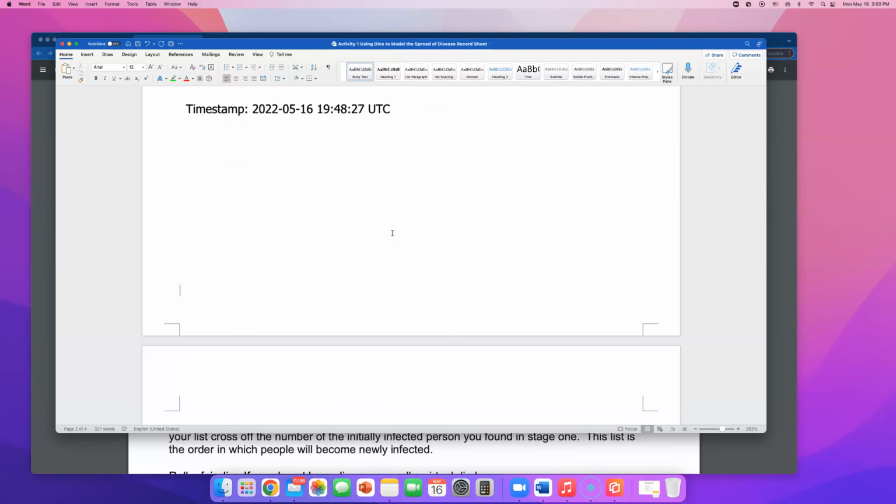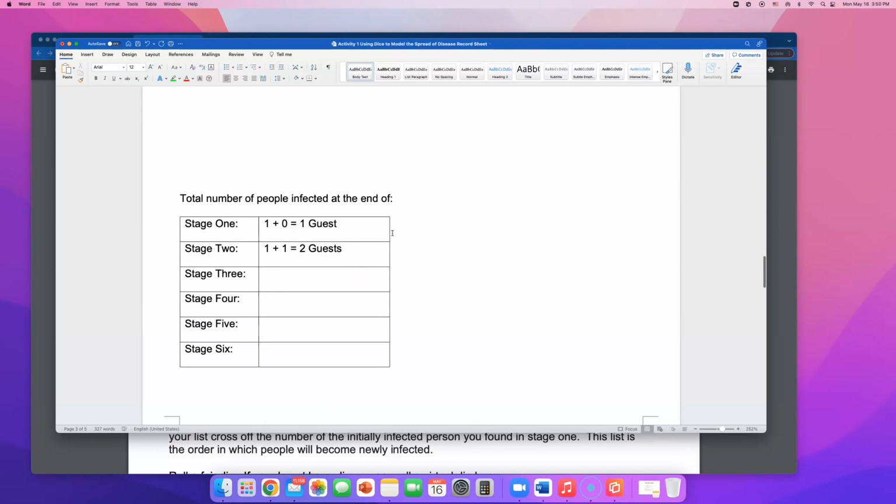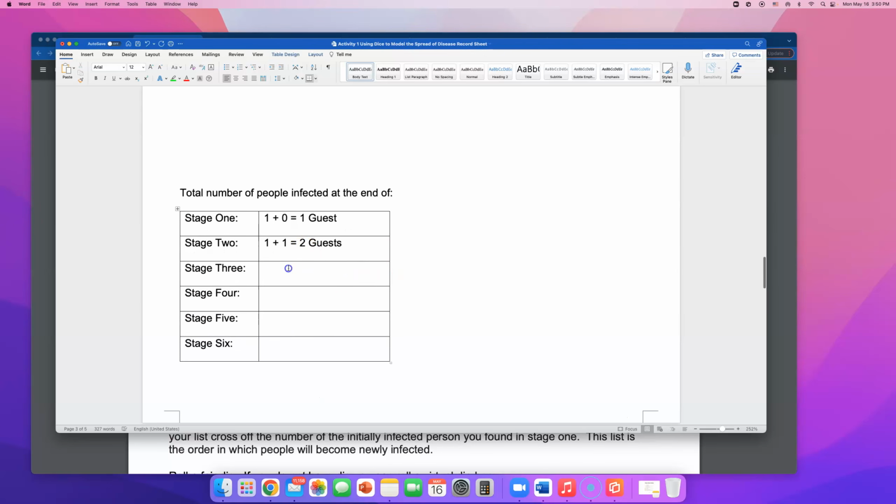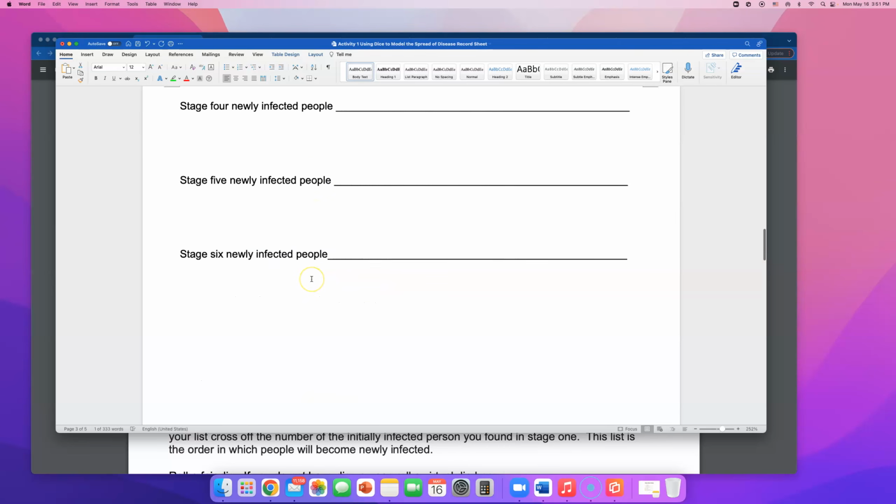All right, hold on. Let me go down to the table. I had 2 guests who were sick from stage 2. Now I have 4 more people who are sick. So how many guests are sick at my party? 6 guests are now sick. So now what I have to do is, guess what? I need to roll how many dice? I need to roll 6 dice. Okay, so let's do that.